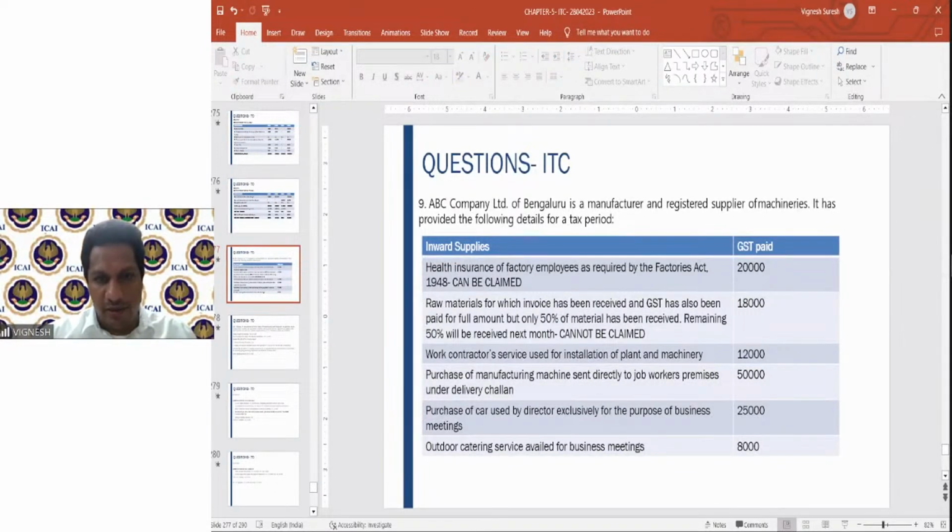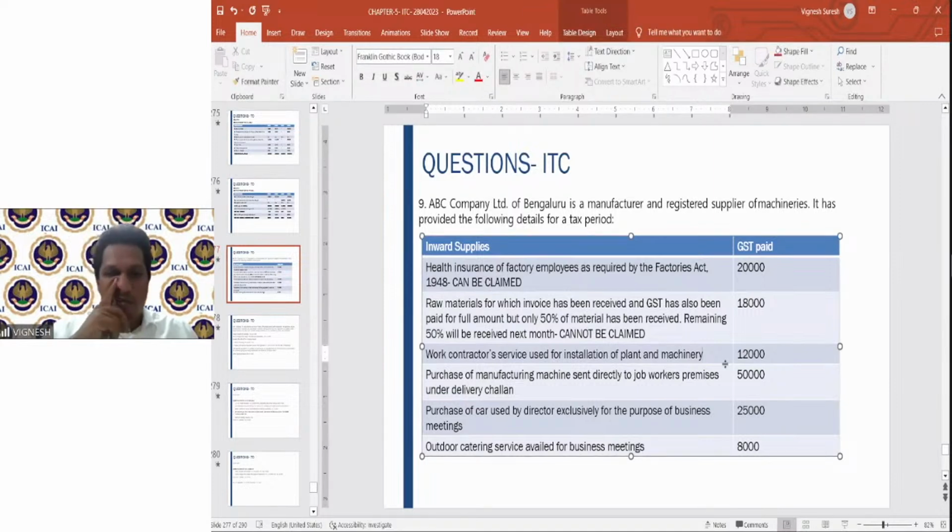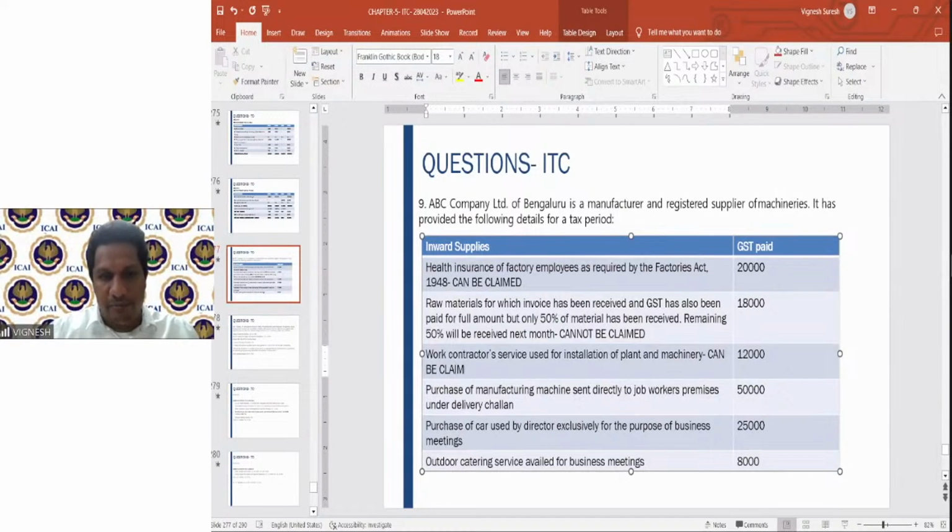Works contract service for installation of plant and machinery, buildings other than plant and machinery only you cannot claim, but for plant and machinery you can definitely claim. Purchase of manufacturing machine directly sent to job worker's premises, definitely you can claim, because just because it is directly sent, it doesn't mean that you cannot claim the credit.